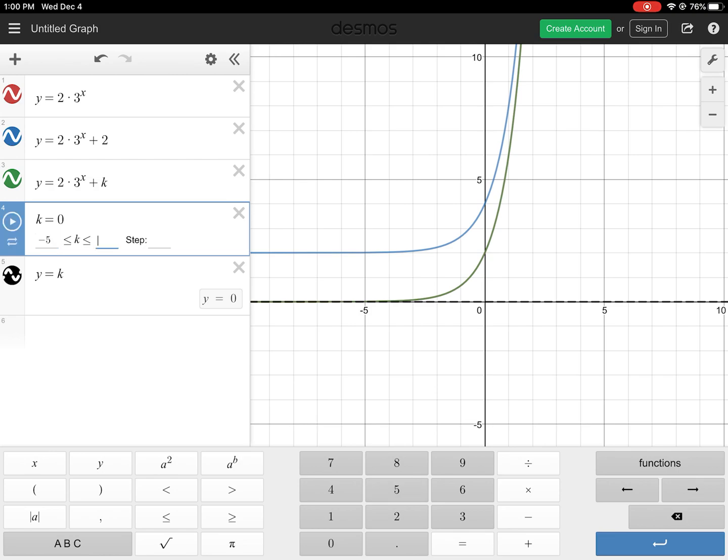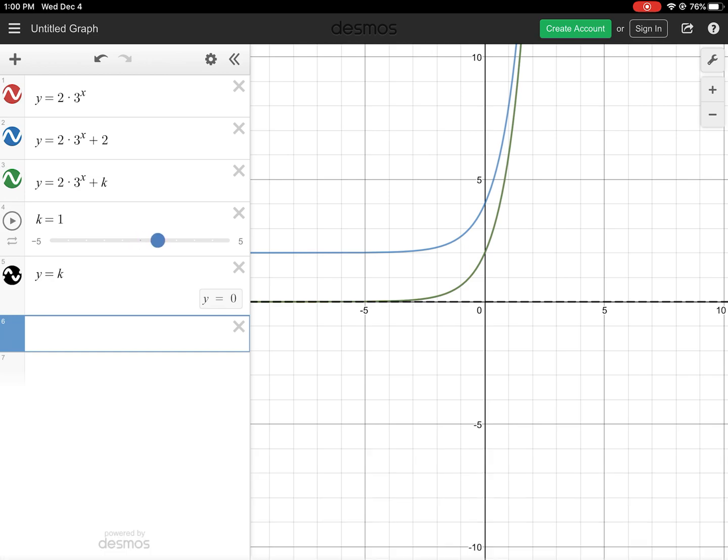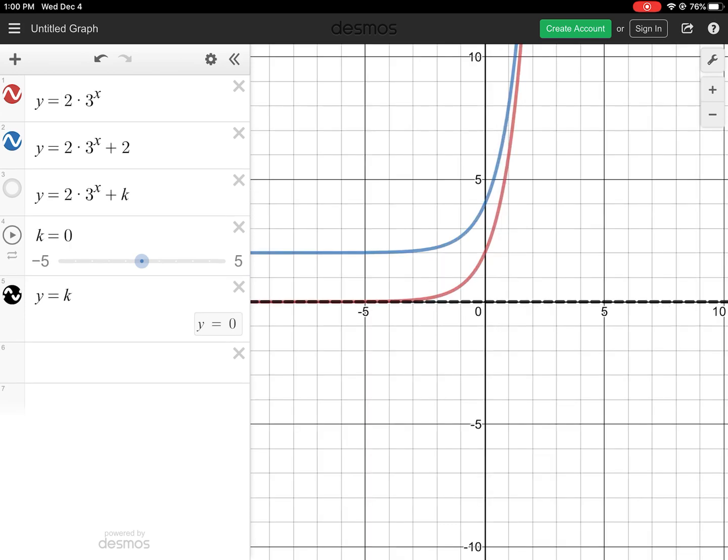Let's go -5 to 5. It's going by ones. That'll make it easier for us. Okay. So the idea here now is that this red line represents 2 times 3 to the x. The blue line, 2 times 3 to the x plus 2. Now this third one we can manipulate, and that's our asymptote.